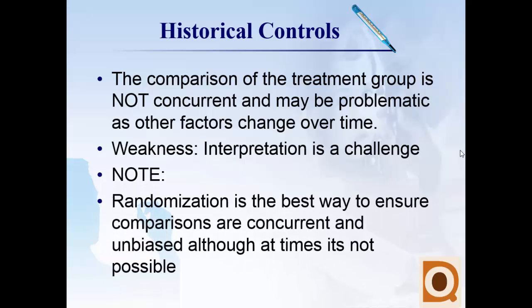I have also to mention that randomization is the best way to ensure that comparisons are concurrent and unbiased, and at times randomization is not possible. For example, the use of adrenaline for cardiac arrest is generally accepted as effective, but it would be very difficult, if not impossible, to formally test this against a control treatment.